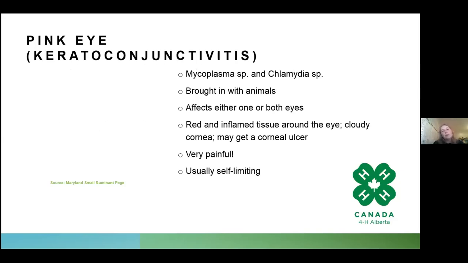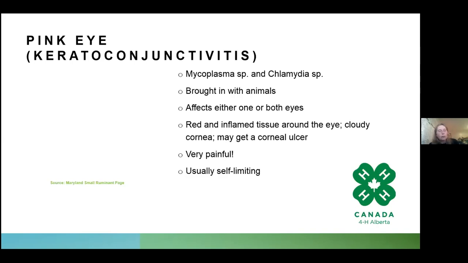So pink eye, the two main organisms we have are Mycoplasma species and Chlamydia species. Usually the disease is brought in with an animal, or if we take an animal to a fair and we get exposed to carrier animals, that is definitely one way to catch it as well. It affects either one eye or both eyes, and it can make the animal totally blind. We usually see red and inflamed tissue around the eye, and that tissue is called the conjunctiva, so that's where conjunctivitis comes in. But then also we can see a cloudy cornea.